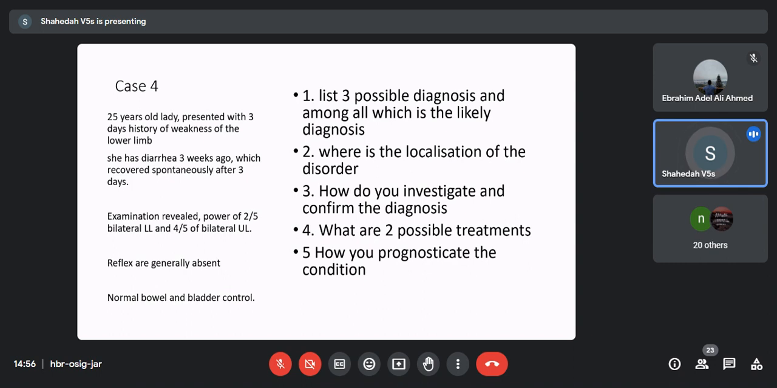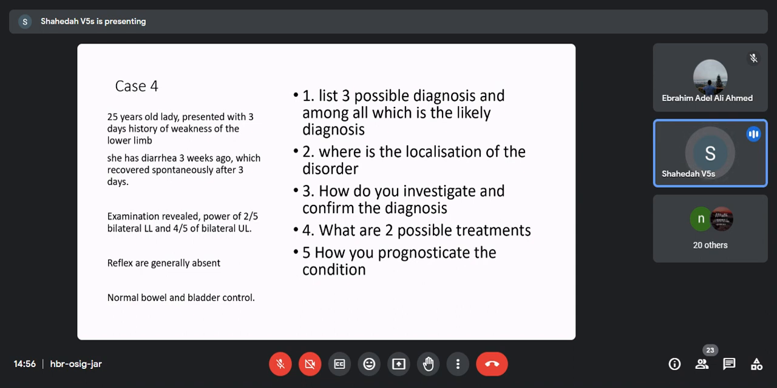Okay, how do you investigate and confirm the diagnosis? For the investigation, I would like to do a lumbar puncture to look at the CSF analysis for albuminocytologic dissociation. Correct, good. Anything more? I would also like to do nerve conduction studies. Correct. To look for the reduced conduction velocity, whether it's demyelination or axonal. What are two possible treatments? The two possible treatments can be intravenous immunoglobulin and plasma exchange therapy.